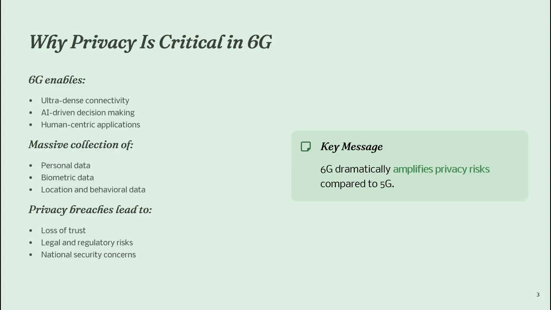Why is privacy critical in 6G? 6G networks will enable ultra-dense connectivity, autonomous decision-making through AI, and deeply human-centric applications such as immersive reality, smart cities, and intelligent transportation. To support this capability, massive amounts of personal, behavioral, location, and biometric data will be collected and processed. This creates serious privacy risk. A single privacy breach can result not only in loss of user trust, but also in regulatory penalties and national-level security concerns. Therefore, privacy protection must be treated as a first-class design objective in 6G.